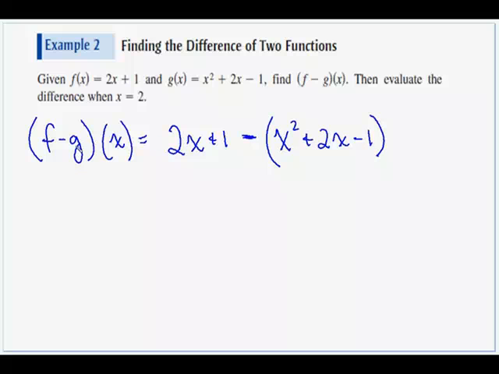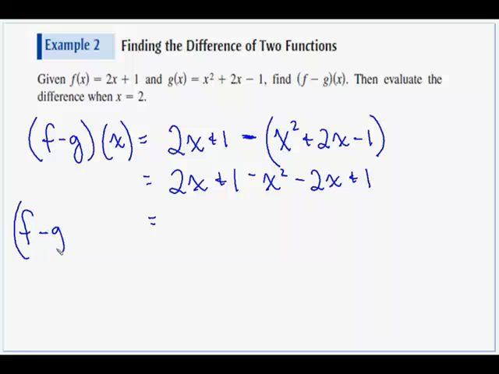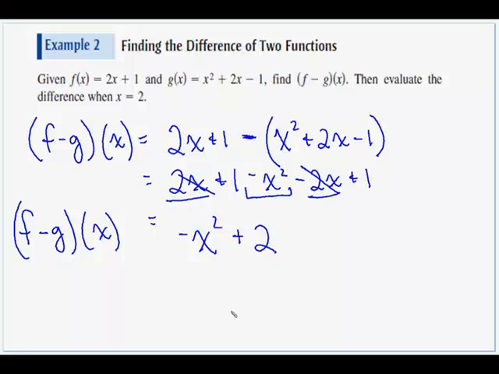So now to simplify and combine the functions, we have to distribute the negative. So that'll be a minus x squared minus 2x plus 1. And then we can combine all like terms. f minus g of x is, we have a negative x squared. 2x and the minus 2x will cancel, and we have a plus 1 and a plus 1, which becomes a plus 2. There is our subtracted function.